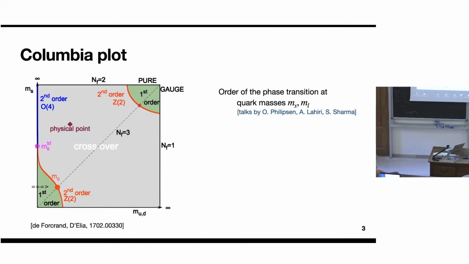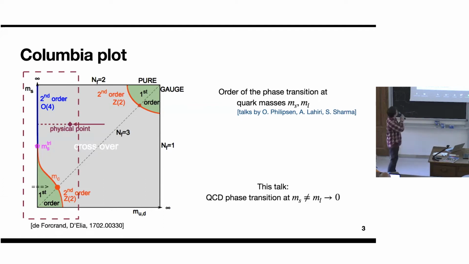Of course, it was discussed in previous talks. We have heard in the previous session a lot of detailed discussion. There is this famous Columbia plot, the draft of what is the order of the phase transition as a function of quark mass. Of course, one can talk a lot about it and about different parts, but I don't want to talk about the whole plot. I will mainly concentrate on the chiral limit.